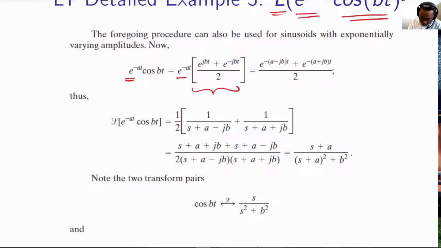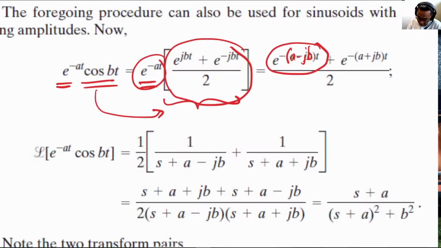So we have e minus at here. We convert the cosine into this as before in our previous example. What we do is distribute e minus at with the terms inside this bracket, and we get this: e minus, then the whole thing is a minus jb. Now why minus jb? Because this minus and this minus will become plus.